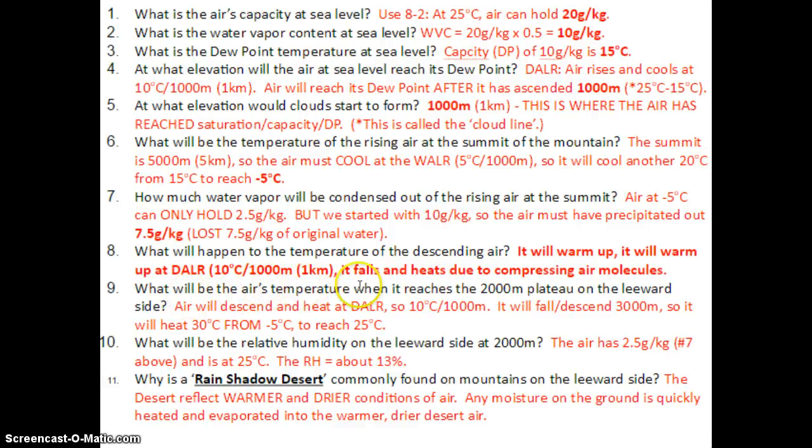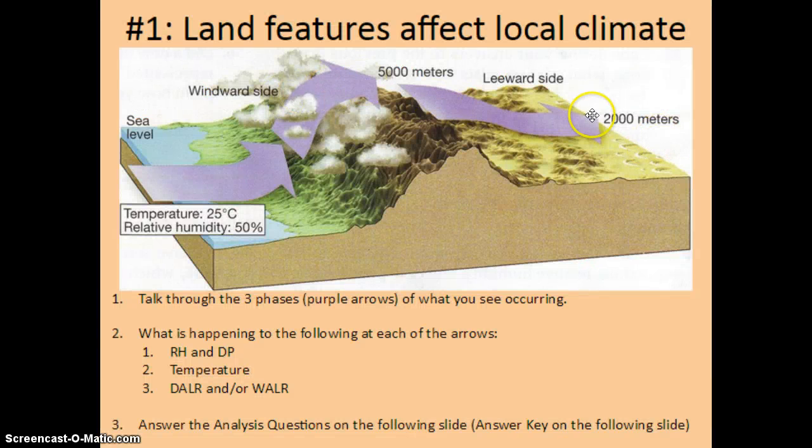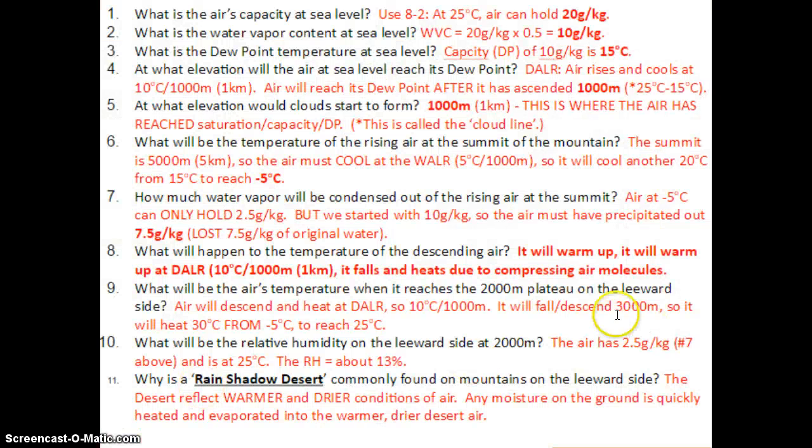So what's going to be the temperature when the air reaches the 2,000 meter plateau on the leeward side? Well, the air is going to descend, and it's going to heat up at the dry adiabatic lapse rate, so 10 degrees C per 1,000 meters. It's going to fall from 5,000 to 2,000 meters, which means it's descending 3,000 meters.